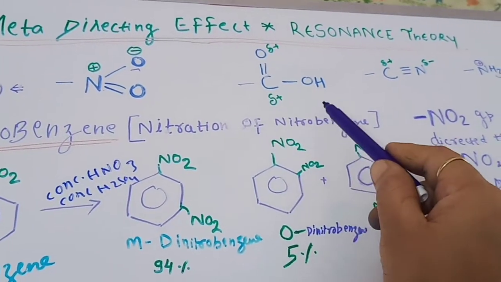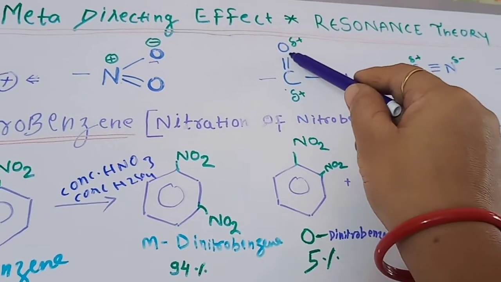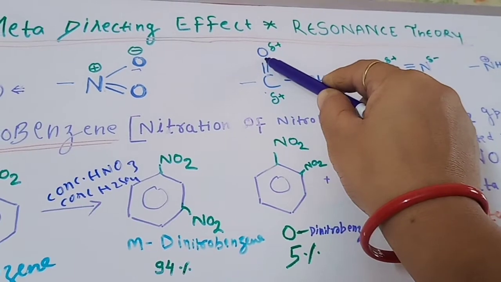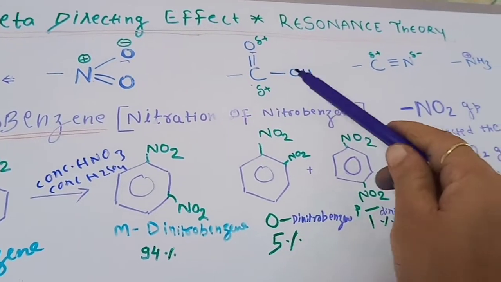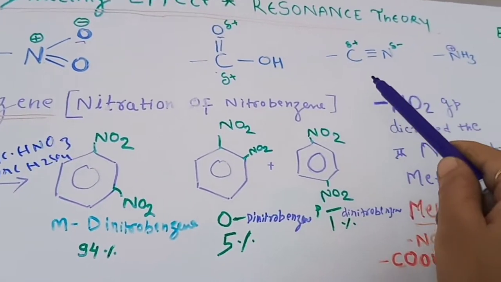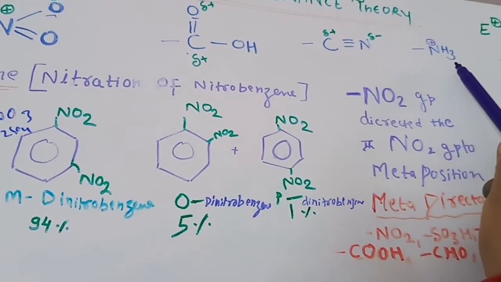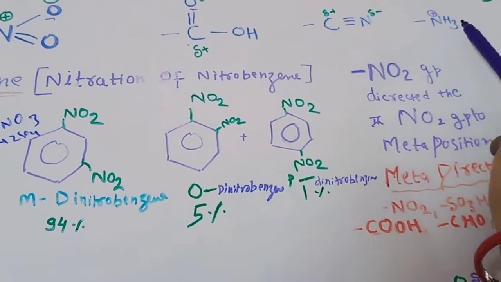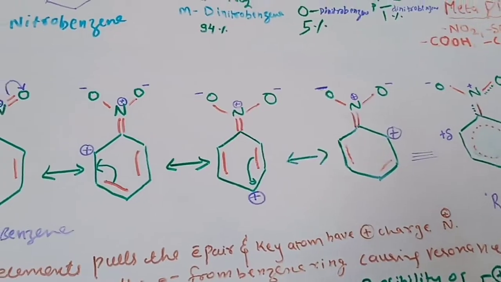Similarly, in the carboxylic acid group, the C=O key atom is attached to a highly electronegative element, so they will pull the electrons towards themselves and the key atom will have a partial positive charge. Similarly, in the cyano group the carbon will have a partial positive charge, and in the ammonium group the nitrogen will have the positive charge. Now we will see this concept with the help of resonance structures.